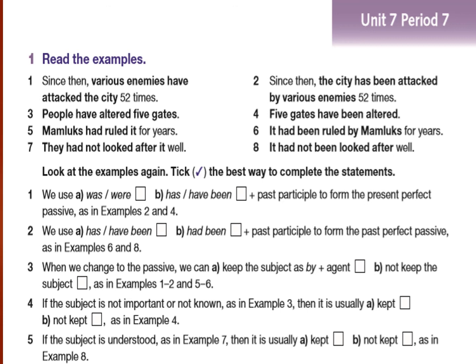Number 8. This is the object: It had not been looked after well. So I start with the object, plus had not, plus been, plus the past participle of the verb. Okay, now let's answer the sentences and check the correct answers. You have 5 sentences. Take 2 minutes to prepare them quickly. Start, please.